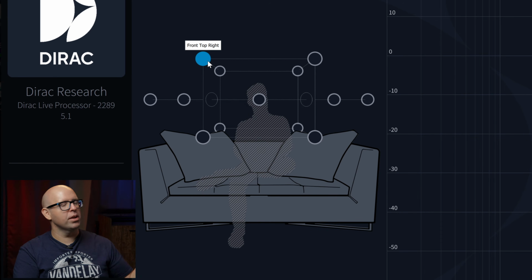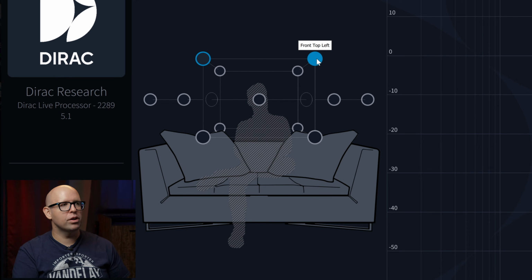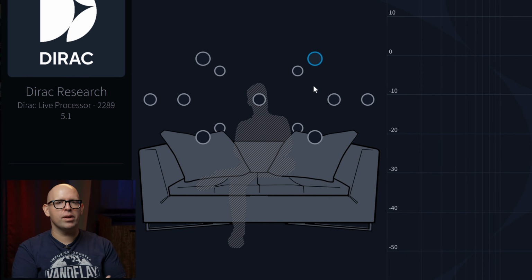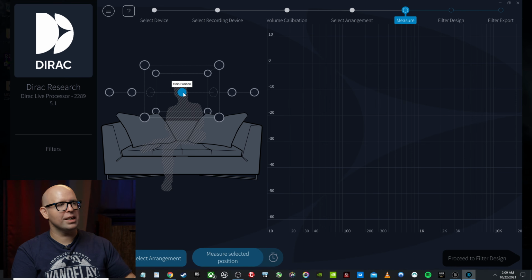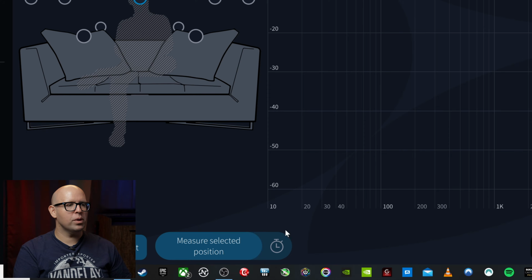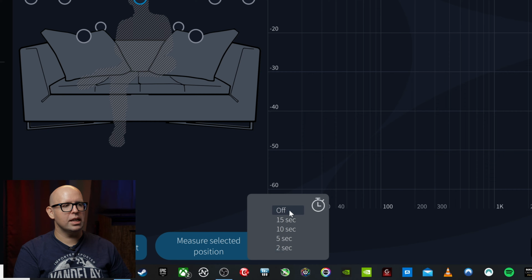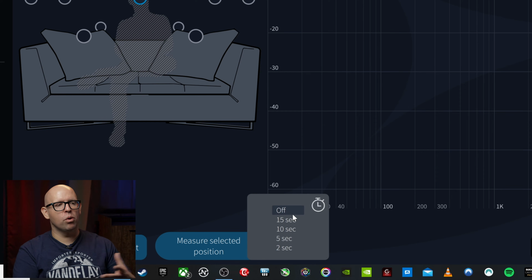So I'll select this one, do the measurement, move the mic to the front top left, then select this one and do that measurement. It gives you the flexibility to go in any order that you choose. You just have to make sure that the right ones are selected. For this though, my mic is already in the main position at ear height. We can click on measure selected position, but we can also click on the stopwatch next to it and put a delay in, so it won't start taking the measurement until 2, 5, 10, or 15 seconds after you click that button.